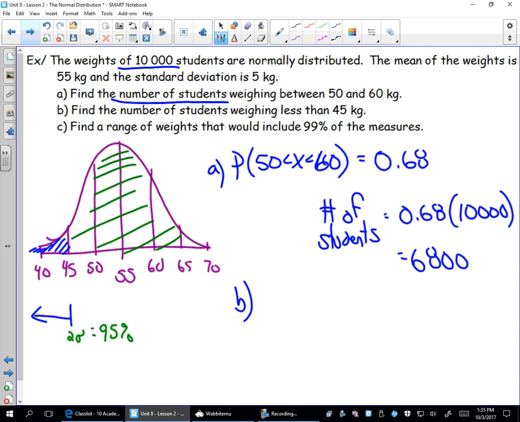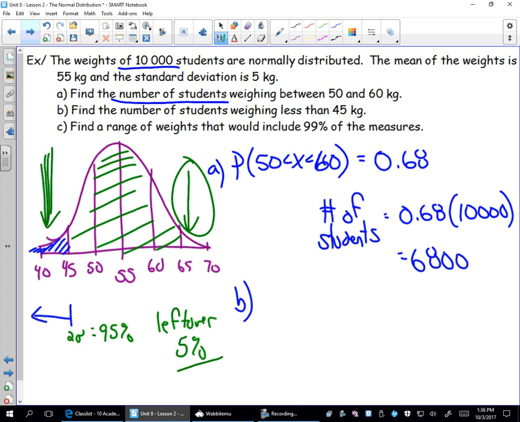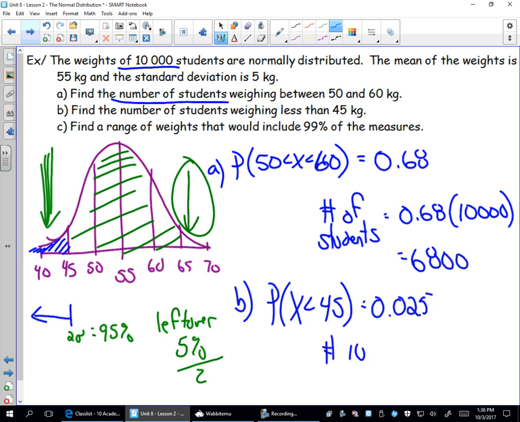So I actually know something about what's left over. The stuff that's left over is 5%, right? There's 5% combined between this and this. But I don't want this half, I only want this half. So if I take my 5% and divide it by 2, I know what's left over. So what's the number of students weighing less than 45? The probability of that is 0.025, half of the remaining 5%. My number of students then will be 10,000 times 0.025, or in other words, 250 students.